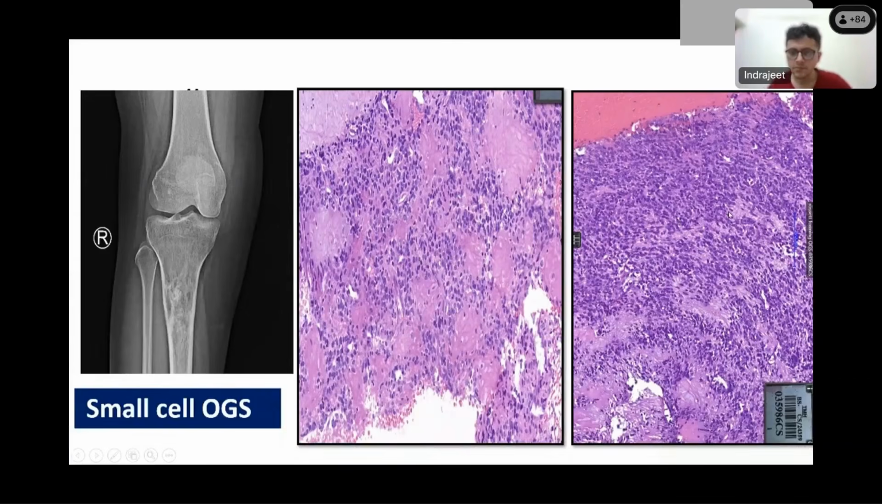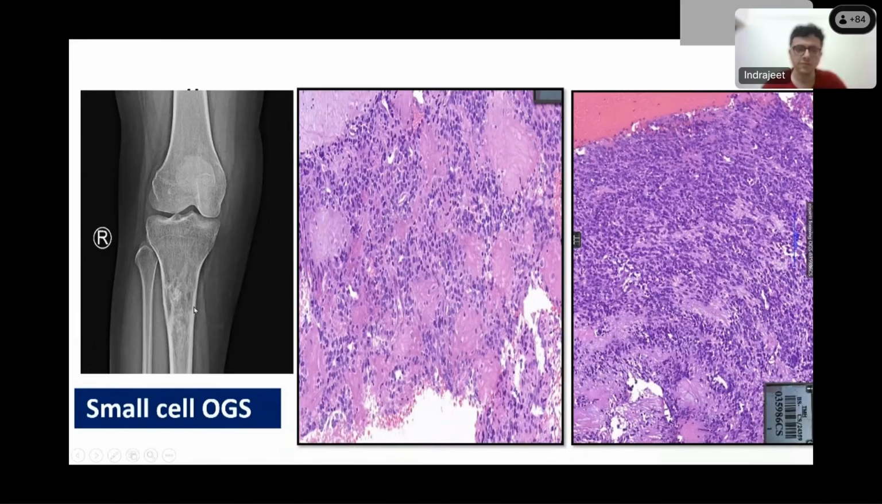Initially, when I saw this case, I thought, oh, I'm looking at an Ewing sarcoma with neural rosettes, which are seen in Ewing sarcoma. But when we looked at it closely, it looked like this is a matrix. This is osteoid matrix, and that is when the penny dropped that we are looking at a small cell variant of osteosarcoma, and this was the radiology.